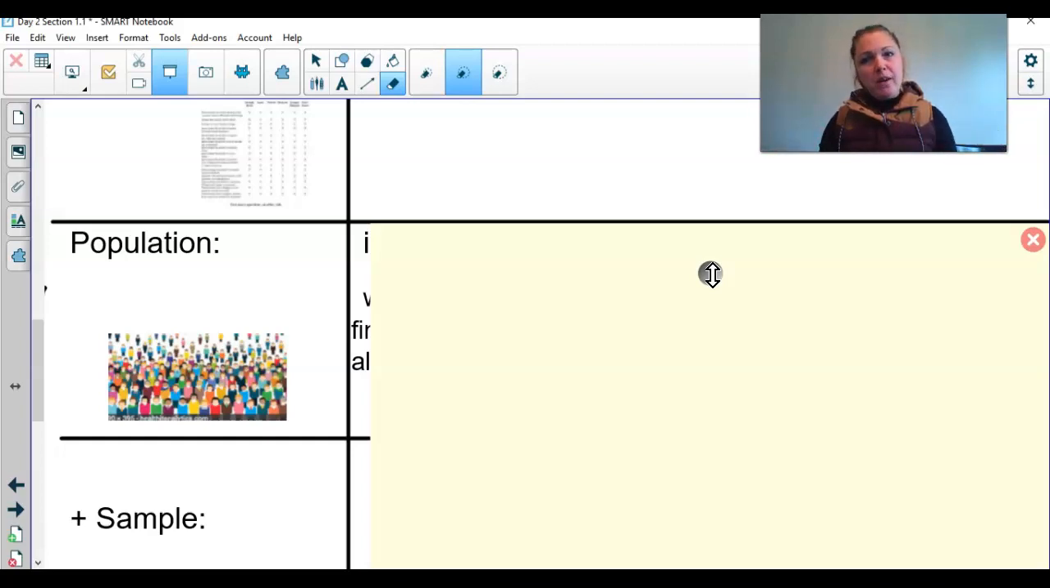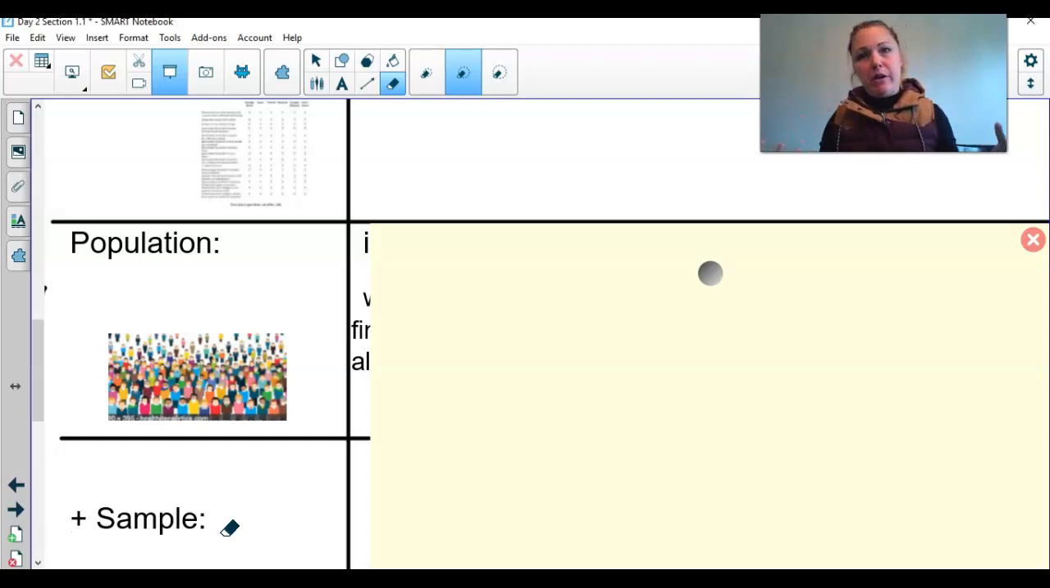And it's really important that you can distinguish between the two, because eventually we're going to talk about something called a statistic and a parameter. And it's really important that you understand what those are as well. In order to figure out what those are, you need to know what the population is and the sample, because a statistic and a parameter are tied to the population and the sample. So you have to know the difference between the two.